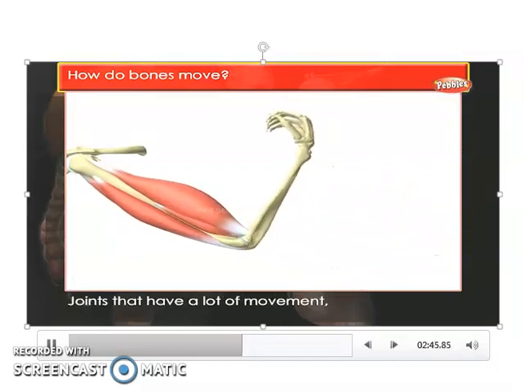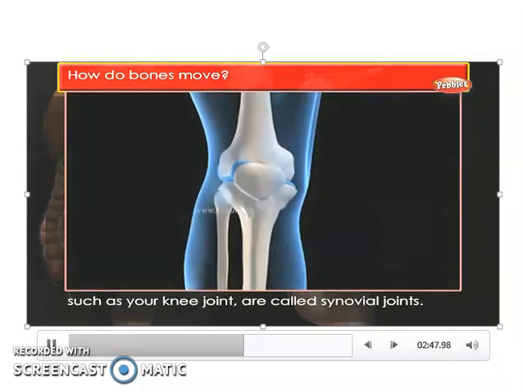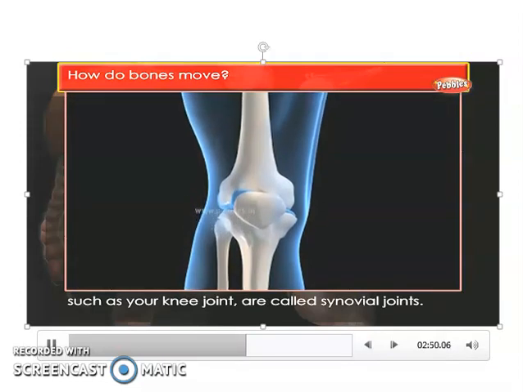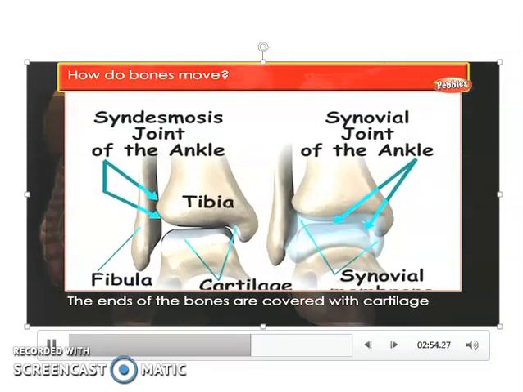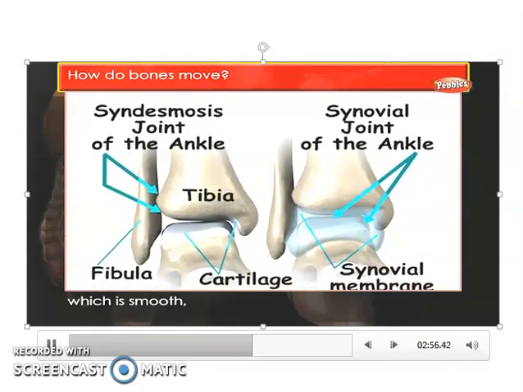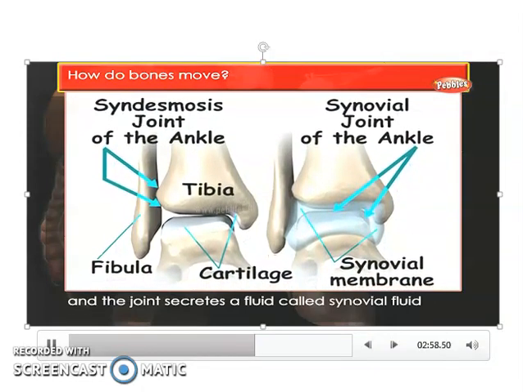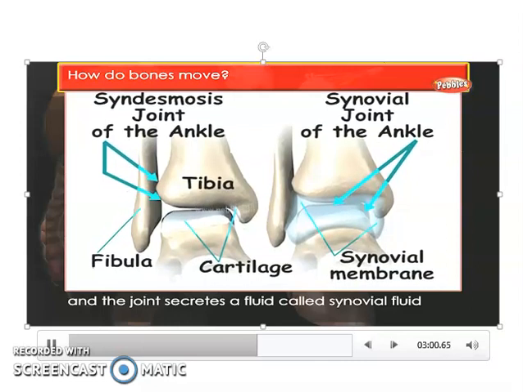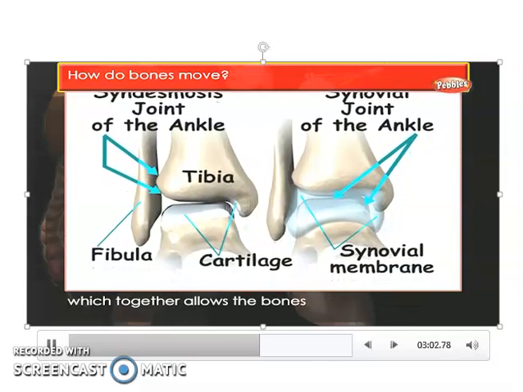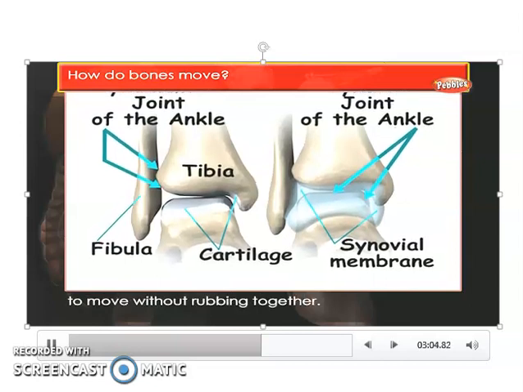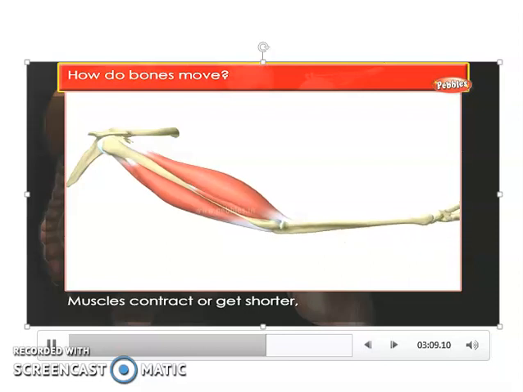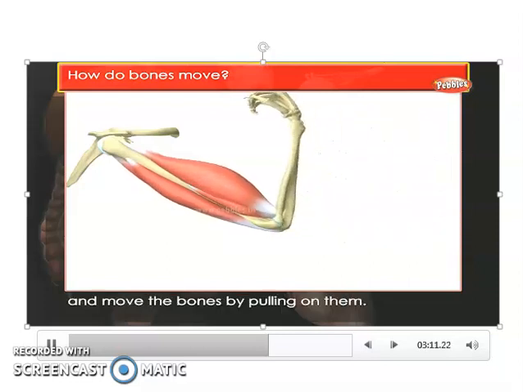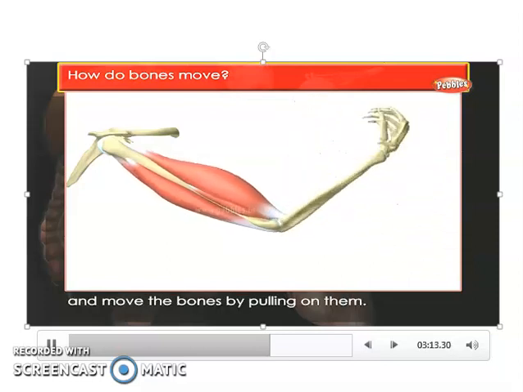Joints that have a lot of movement, such as your knee joint, are called synovial joints. The ends of the bones are covered with cartilage, which is smooth, and the joint secretes a fluid called synovial fluid, which together allows the bones to move without rubbing together. Muscles contract, or get shorter, and move the bones by pulling on them.